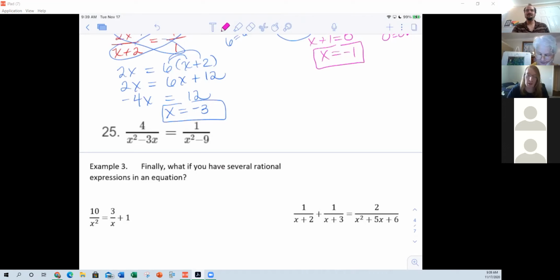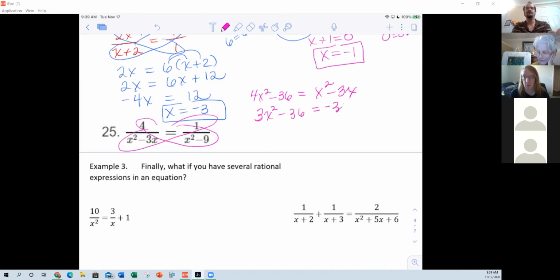Okay, so the cross multiplication gets you 4x squared minus 36 equals x squared minus 3x. And then you subtract the x squared from the right side and the left side, which gives you 3x squared minus 36 equals -3x. And then I added the 3x over, and set it equal to 0.